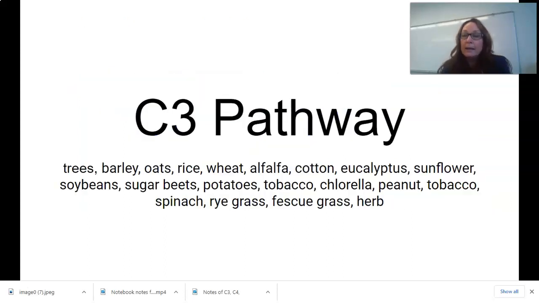So let's talk about, again, the pathway that we've already learned, which is called the C3 pathway. About 85% of plants go through this. It's the most common way to do photosynthesis. It includes all trees, the different types of grains that we use for cereals: barley, oats, rice, wheat, alfalfa, cotton. You've got eucalyptus, and you've got sunflowers, soybeans, sugar beets, potatoes, tobacco, peanuts, and some of the lawn grasses. So it's a very common way of going through photosynthesis.